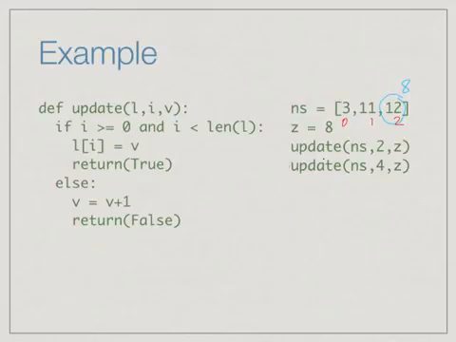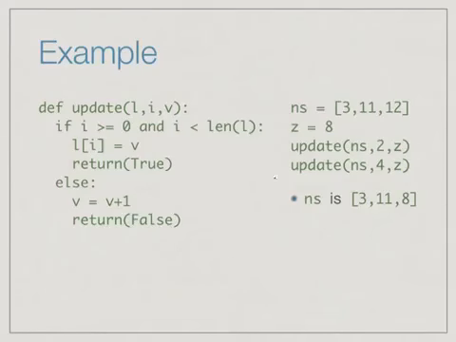Now as we saw, if the index is 4, then this if will fail. So it will instead go here. This won't work, so it will go here. And what will happen inside the code is that v will be incremented. Now v has been copied from z. The question is, what happens to z?